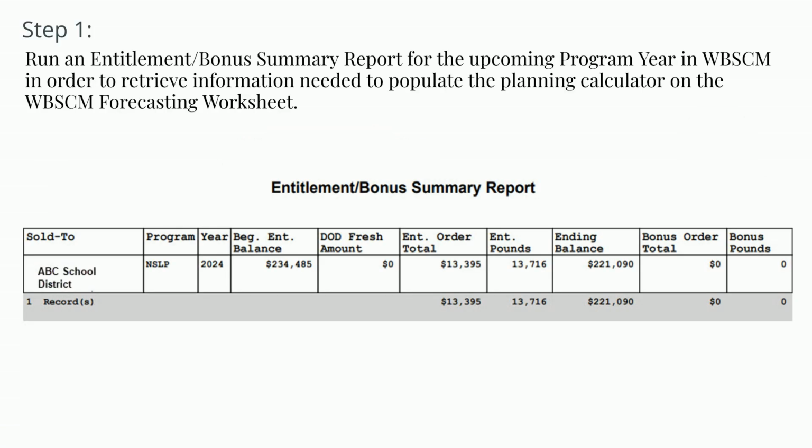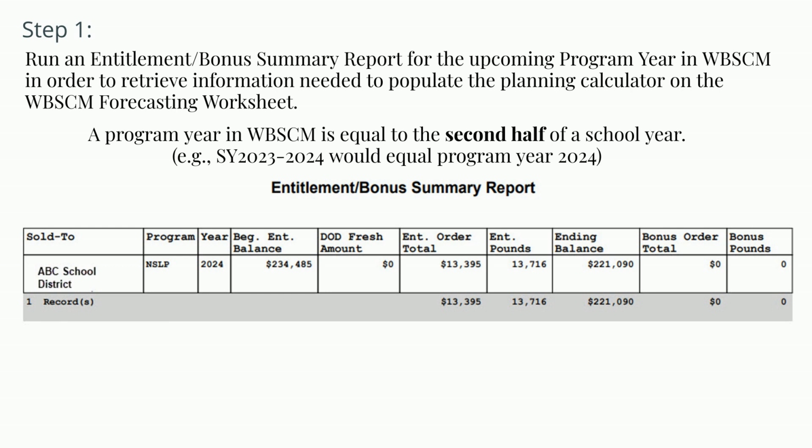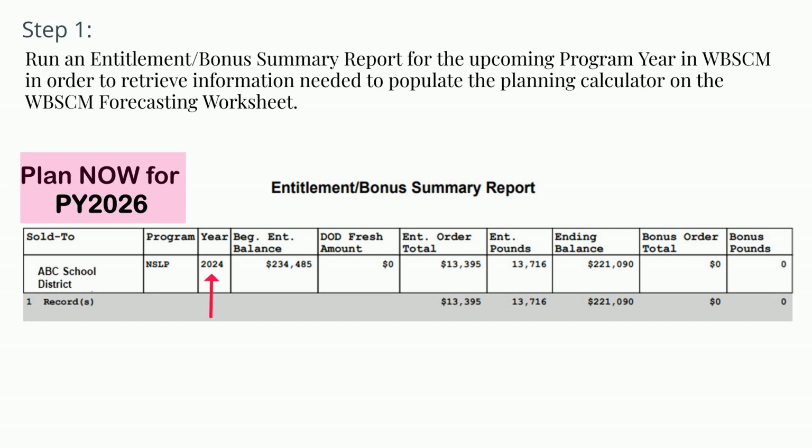Run an entitlement bonus summary report for the upcoming program year in order to retrieve the information needed to populate the planning calculator on the WebSCM forecasting worksheet. A program year in WebSCM is equal to the second half of a school year. The example given would be school year 2023-2024 would equal program year 2024. Look at the red arrow indicating the upcoming year.